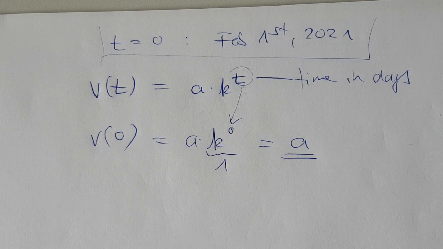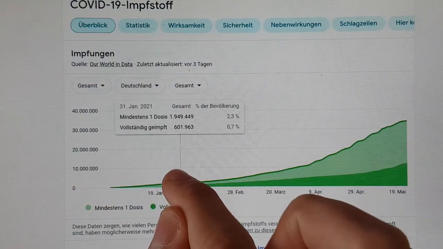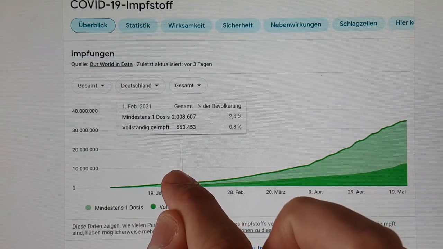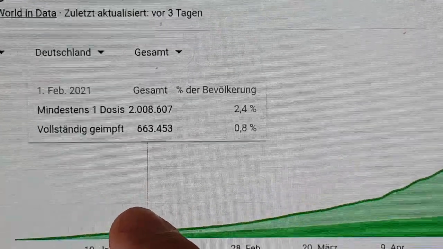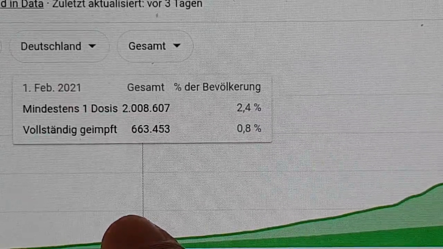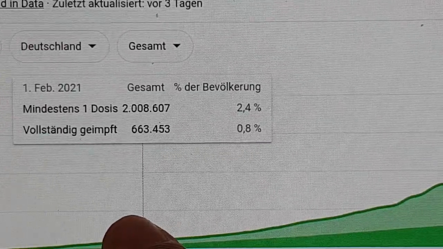And now we can just have a look at the statistics here. What is the amount of vaccinated people at February 1st? Let me just have a look. It's 2.4% of the population. So I hope you see 2.4% of the population have been vaccinated at least once. So this is German for at least once.